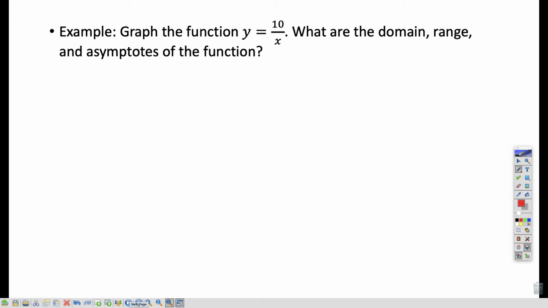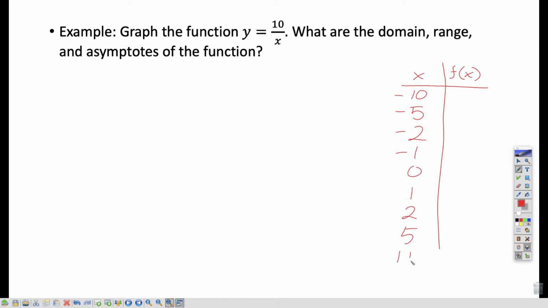Okay, so what's this graph going to do? Probably the same. I changed the 1 to 10. Does anybody have a guess what the shape is going to be? It's going to look like the same thing, right? But what's going to happen? So they wanted -10, -5, -2, -1, 0, 1, 2, 5, 10. Why did I choose those numbers? Because they're all factors of 10. They all go into 10.